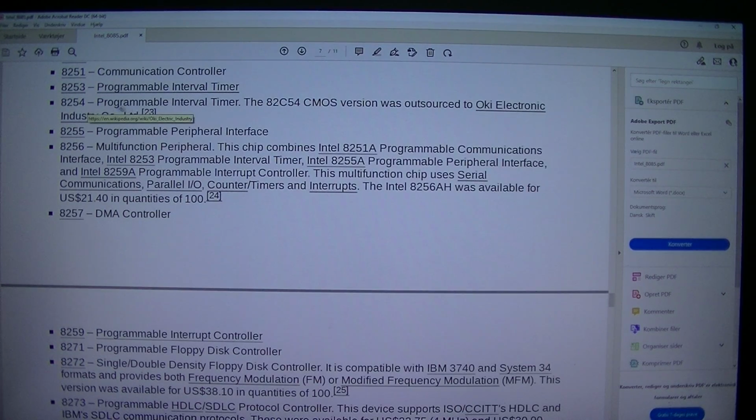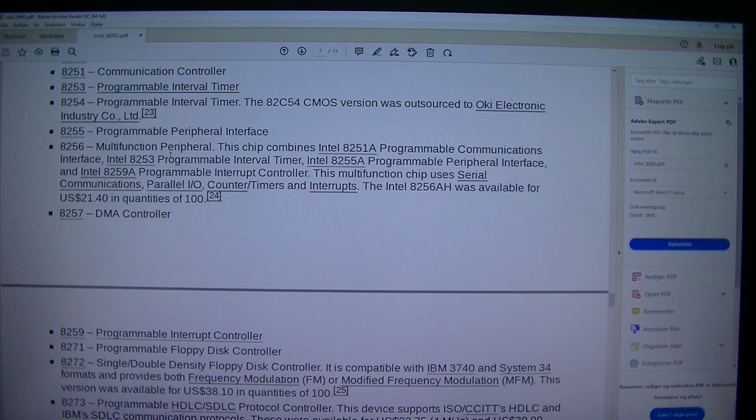8254 programmable interval timer. The 82C54 CMOS version was outsourced to Oki Electric Industry Company, Limited. 8255 programmable peripheral interface.